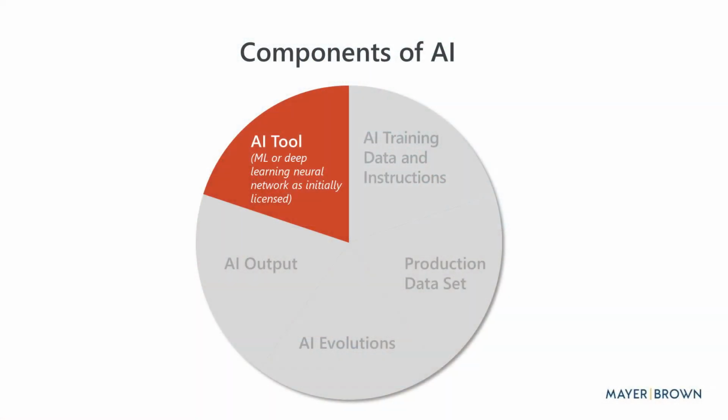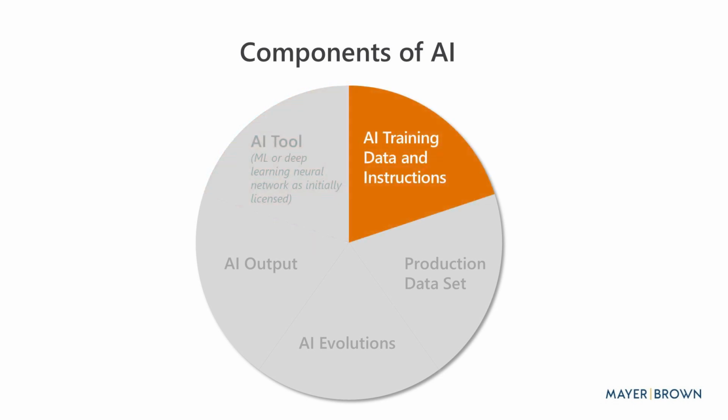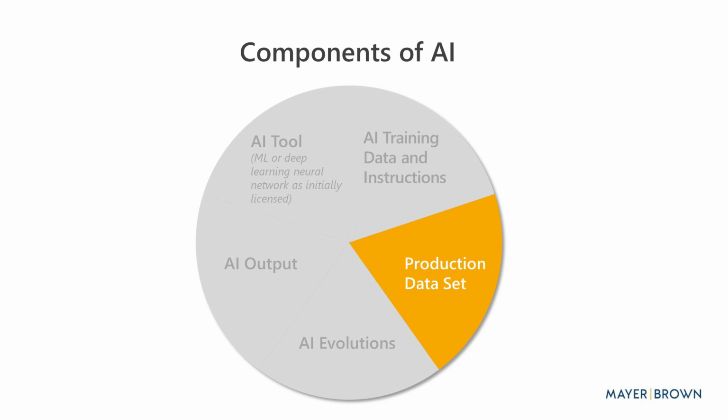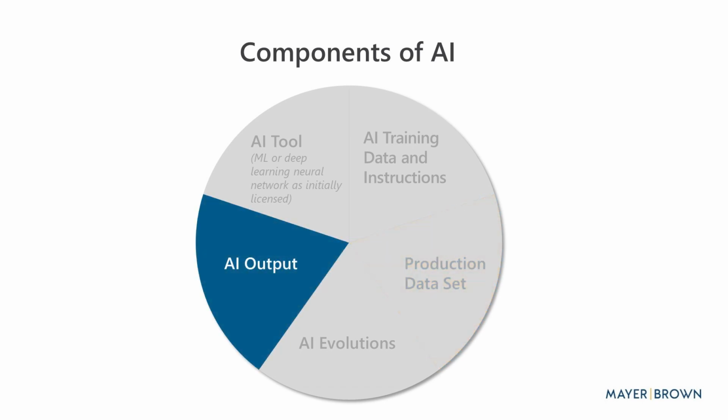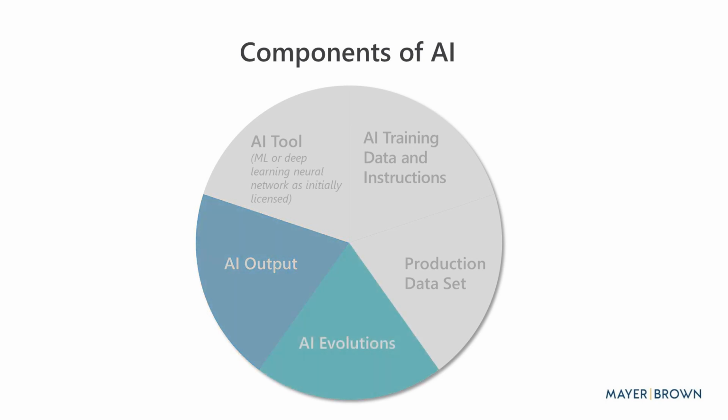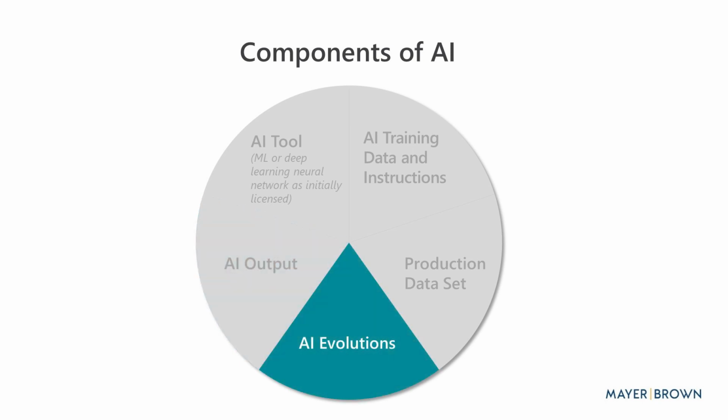You have the basic AI tool, which could be a machine learning algorithm or it could be a deeper neural network. You have AI training and the data set that goes with the training and the instructions. You then have a production data set. This is the data that once you've trained the tool, you will be running through the tool to produce your AI output. And in between, after you've trained your tool and when you put it into production use, the tool may evolve. So I'm calling those the AI evolutions.